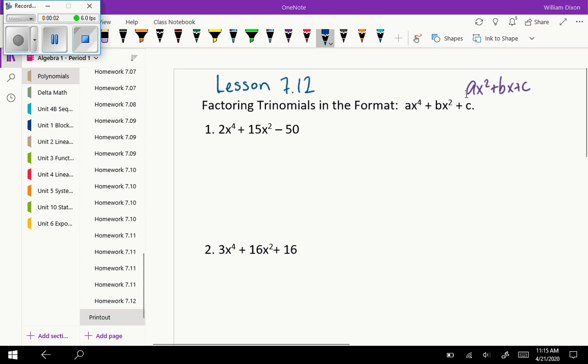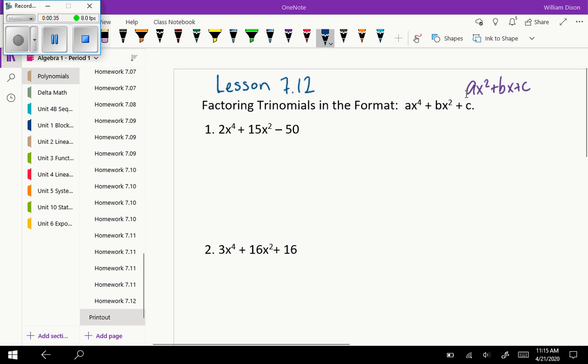All right, in today's lesson, lesson 7.12, we're going to factor trinomials in the format of ax to the fourth plus bx squared plus c. So far, in our previous lessons, we factored trinomials of ax squared plus bx plus c. The only differences are that ax now is raised to the fourth power and bx now is raised to the second power and not the first power. So let's take a look at how we're going to tackle these.